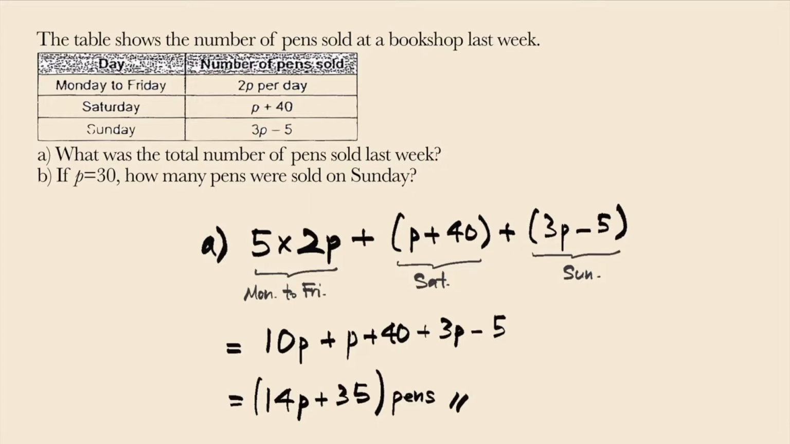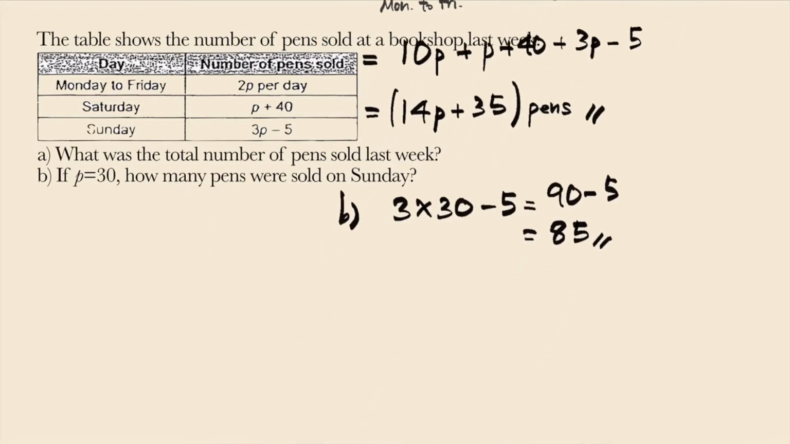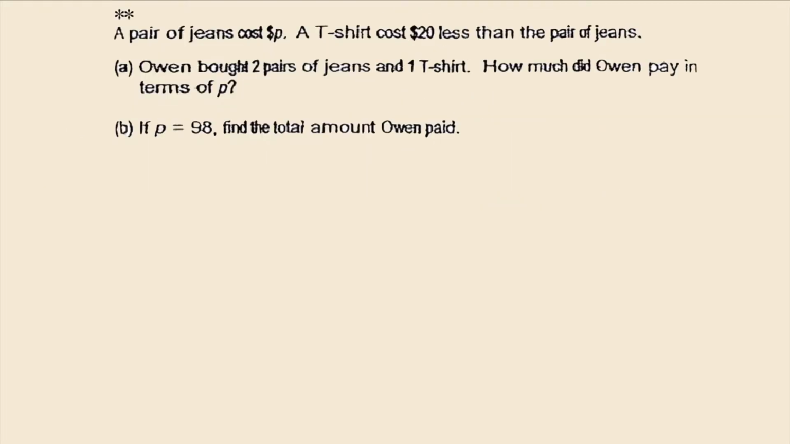So that's the answer in terms of p, pens sold last week. Now, how many pens sold on Sunday? In this case, we can just focus on this expression right here, 3p minus 5, and substitute p equals 30. So 3 times 30 minus 5, that will get us 85. And now level 2 questions.